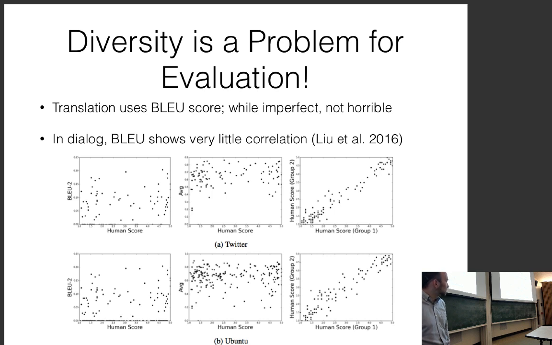There's also embedding average. So they took the average of the embeddings in the actual response and the average of the embeddings in the generated response. Similarly, no correlation whatsoever. However, if you take the correlation between two humans, what two humans say about a particular thing, there is actually very nice correlation. So you can see that it's not impossible to evaluate these things, but standard metrics like BLEU just aren't doing the job.